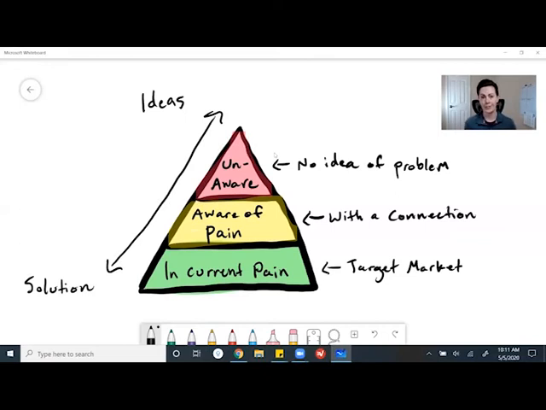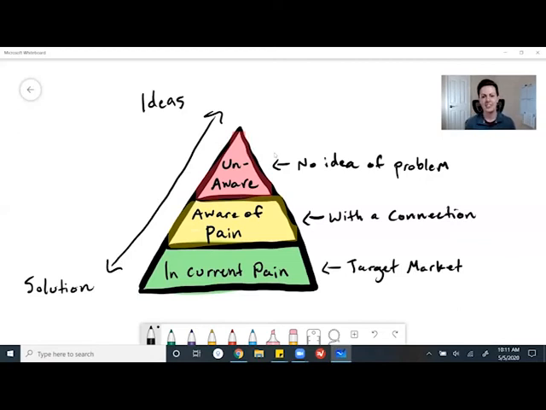If you have a solution, on the other hand, to a very specific problem for people who are in pain because of that problem, experiencing symptoms because of that problem, if you're solving that problem, you're not really selling your app.